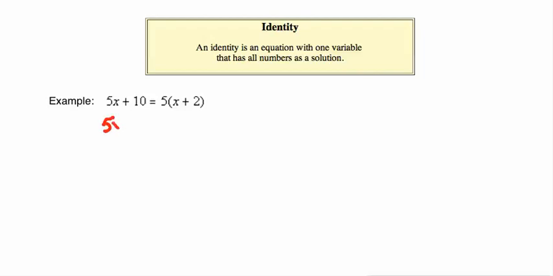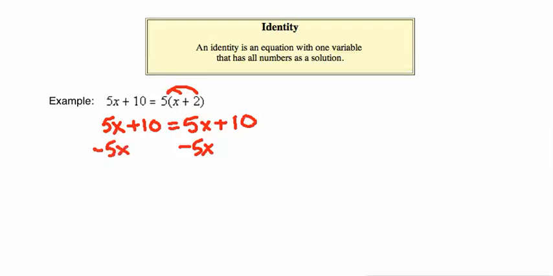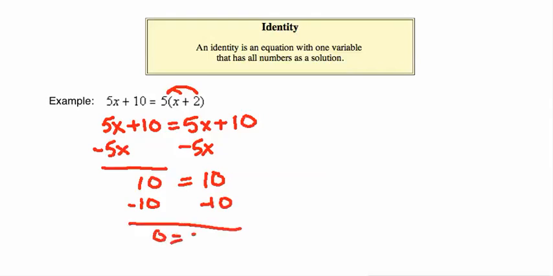Again, the left side stays the same. Distribute on the right. Now, we can either stop here or we can keep going. I'll keep going just for giggles. Let's take the 5x and put it over here. We'll have 10 equals 10. And if we really, really wanted to, we could take the 10 away, and we'll get 0 equals 0.